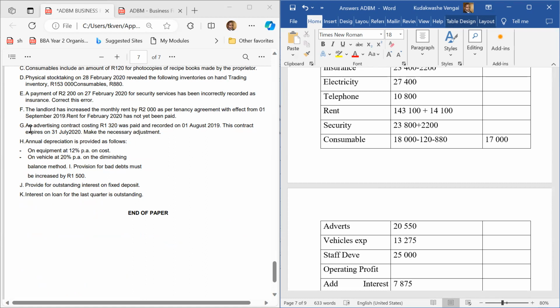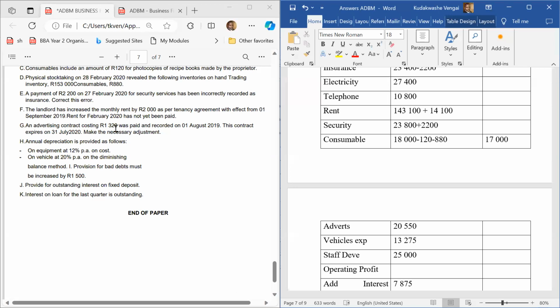Advertising. In advertising, a contract costing 1,320 was paid and recorded on 1 August 2019. This contract expires 31 July 2020. Make the necessary adjustments. So this is for a whole year, 1 August 2019 to 31 July 2020. We are going to say 1,320 divided by 12, which means that each and every month they were paying 110 Rand for this contract, because it's 1,320 for the whole year. So the monthly advertising expense was 110.